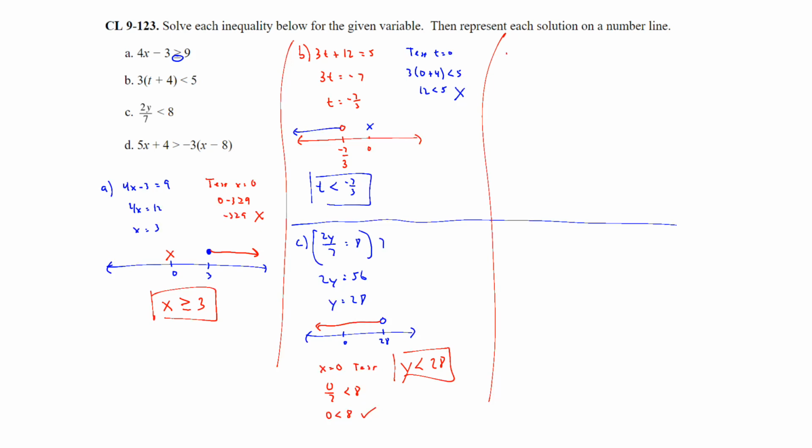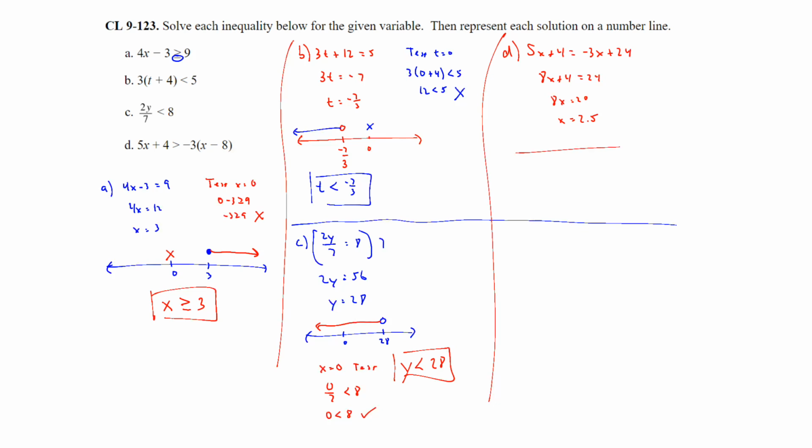And then on to D. We have 5x plus 4 is equal to, I'm going to go ahead and distribute the negative 3, is equal to negative 3x plus 24. I'm going to add 3x to both sides. That would give me 8x plus 4 equals 24. Subtract the 4. Divide by 8. And that would be 20 over 8, which is 2.5.